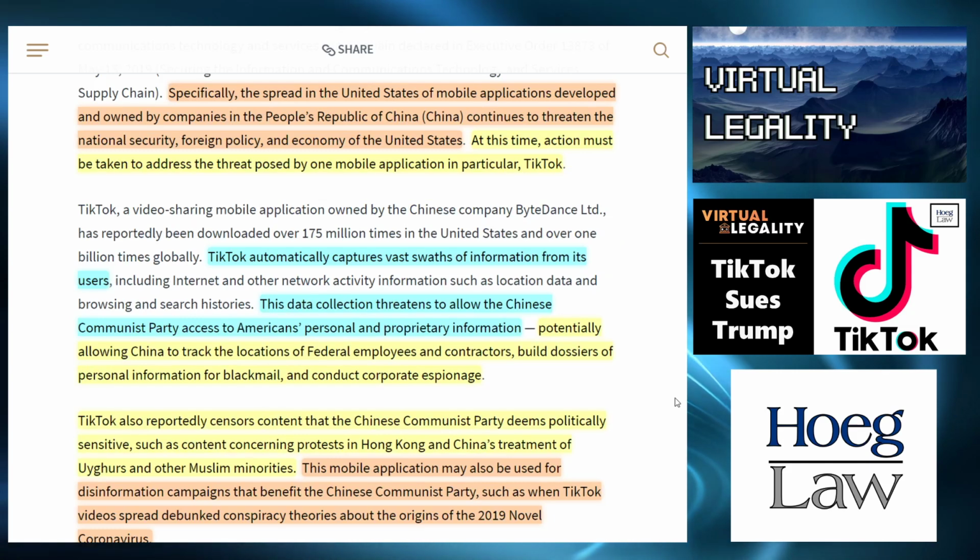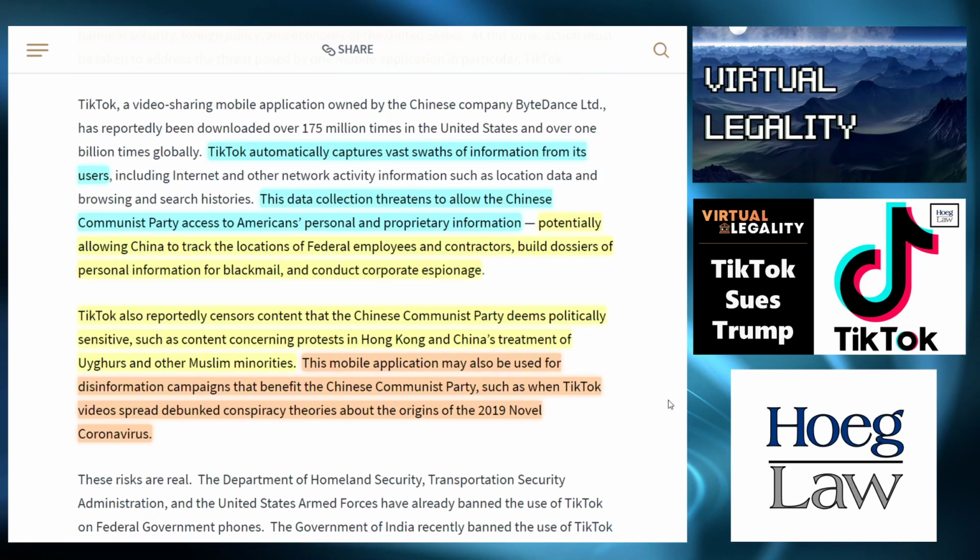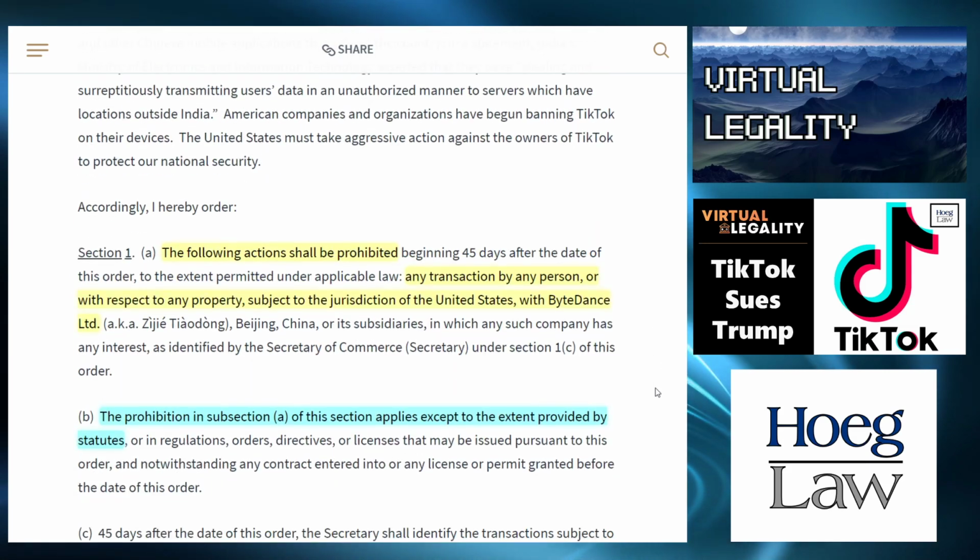They describe what TikTok is. They also say TikTok automatically captures vast swaths of information from its users. This data collection threatens to allow the Chinese Communist Party access to Americans' personal and proprietary information, potentially allowing China to track the locations of federal employees and contractors, build dossiers of personal information for blackmail, and generally conduct corporate espionage. TikTok also reportedly censors content that the Chinese Communist Party deems politically sensitive and may also be used for disinformation campaigns. Those two claims will also come up as part of the lawsuit.